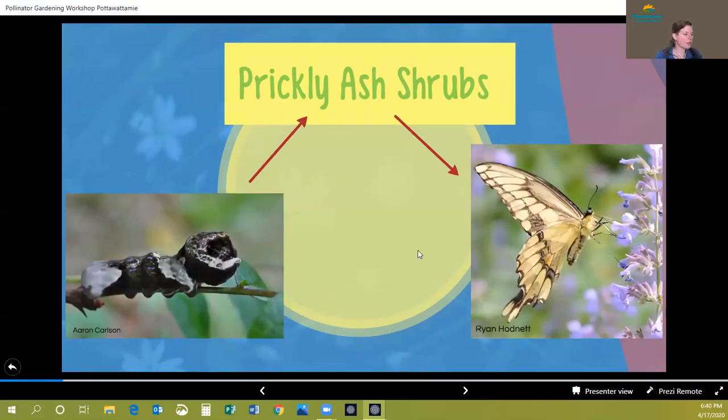So this is a giant swallowtail. Monarchs are not the only ones that have host plants.